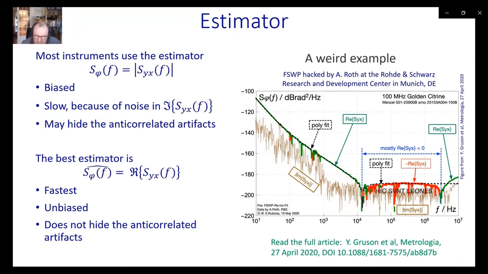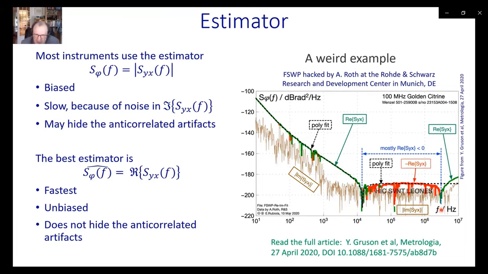In this region, the cross spectrum actually changes sign. So to plot it in a log scale, we had to change the sign of the real part to flip it to positive numbers. So in this region, the result is real nonsense.